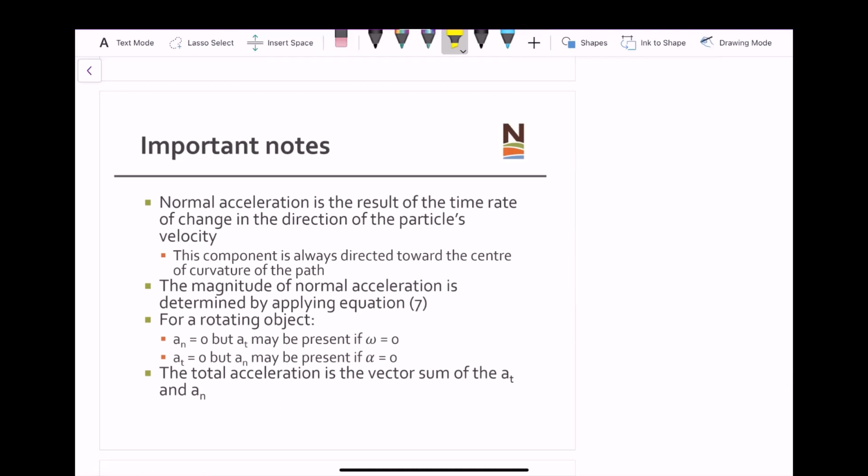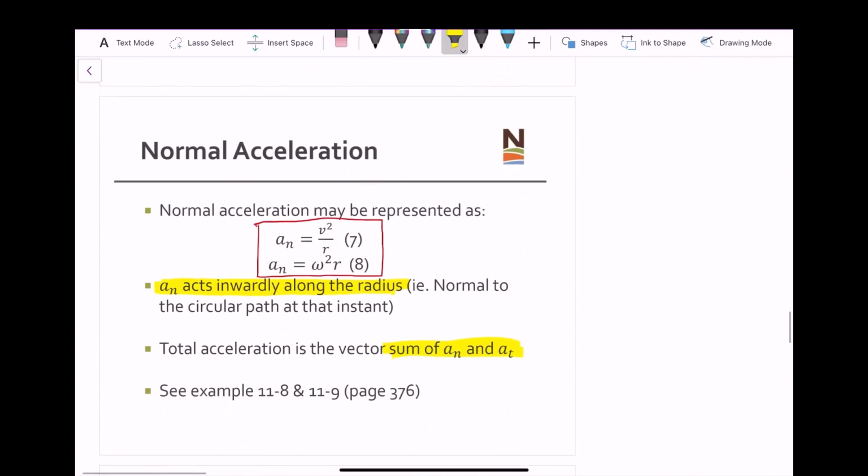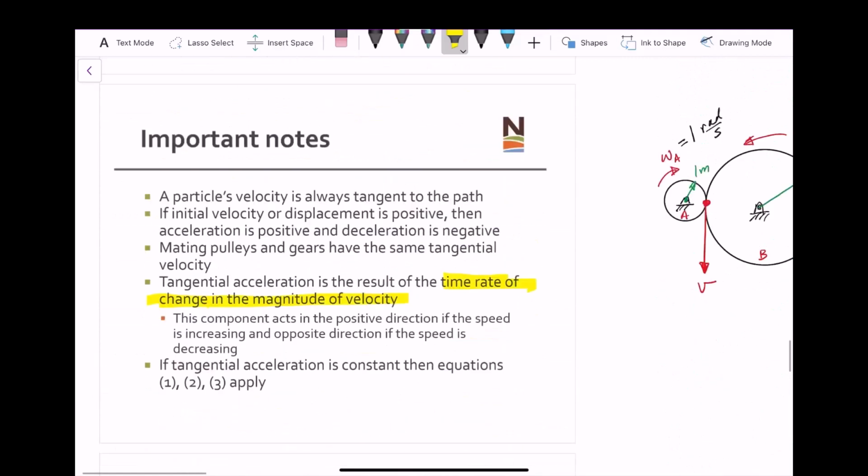Normal acceleration is the result of the time rate of change in the direction, so a change in direction of the particle's velocity. And this component always is directed towards the center of the curvature of path. So easy for gears or wheels, that goes towards just a straight line towards the center. The magnitude of normal acceleration is determined by applying equation 7. So those are just our equations that we see up here, equation 7, equation 8.